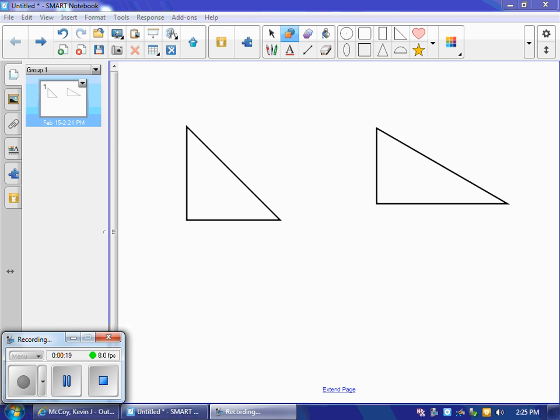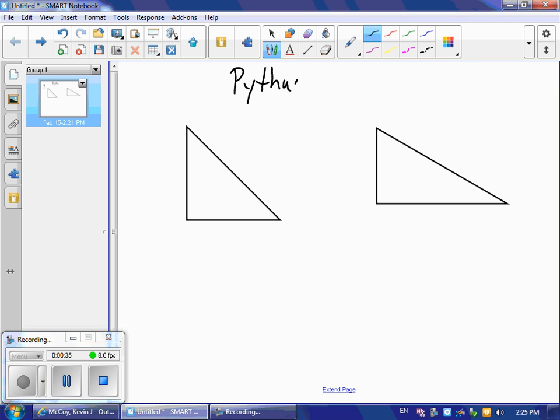So we are going to start with a very basic formula that hopefully everybody remembers in order to find any missing side of a right triangle, called the Pythagorean theorem. What the Pythagorean theorem says is if you add the squares of two of the sides, that is going to equal the square of the hypotenuse, which is always the longer side of a right triangle.